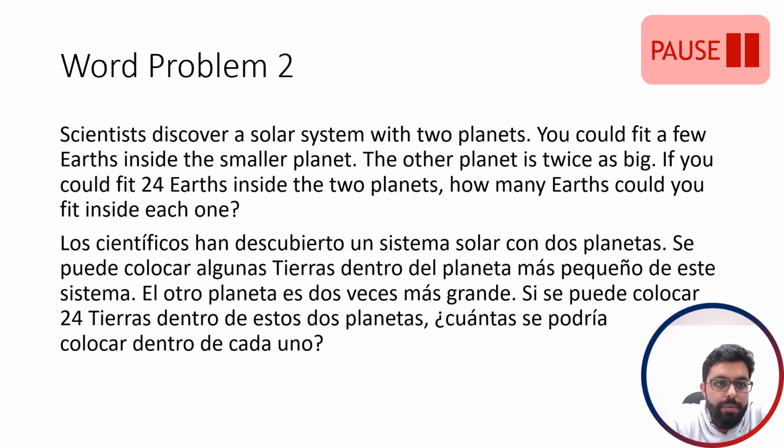All right, word problem number 2. This is the second and final one we're doing today. Scientists discover a solar system with 2 planets. You could fit a few Earths inside the smaller planet.